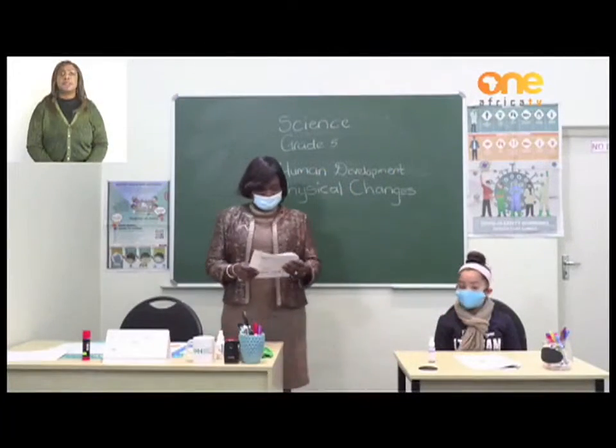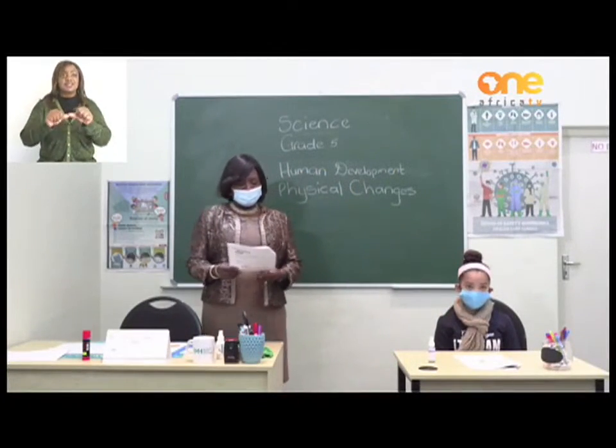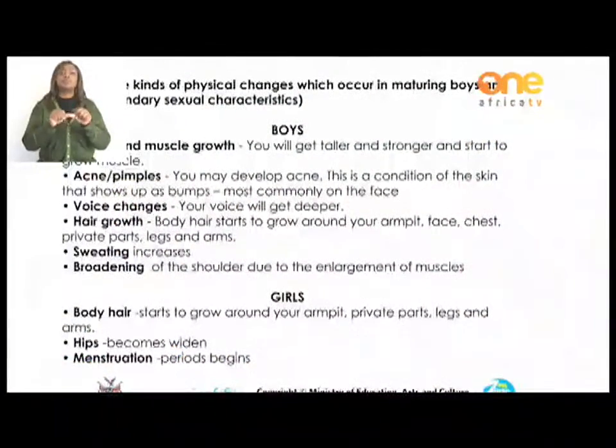Chanel, are you still with me? Fine. Boys and girls, we look at our second competence that says, explain the kinds of physical changes which occur in maturing boys and girls. And remember, we are only looking at secondary sexual characteristics. So let's start with boys. The question is, explain. So we have listed already the changes. Now we have to explain them.